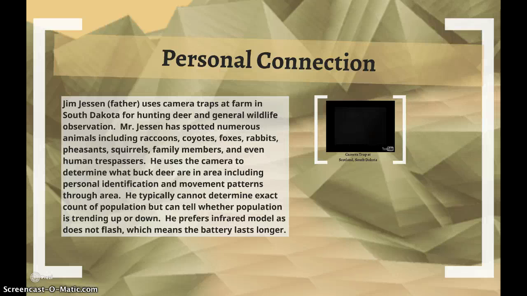and can see where he sees male buck deer moving. He says that determining exact population is very difficult, but he can determine whether the population is trending up or down. For example, one year he noticed that there was a heavy disease going through the deer population, and you would only see possibly 3 deer every 3 weeks. And in very frequent years, he will see 60 or 70 deer in that same amount of time. His personal preference is for the infrared model, as it does not flash, which means it doesn't spook the animal, and the battery actually lasts longer.